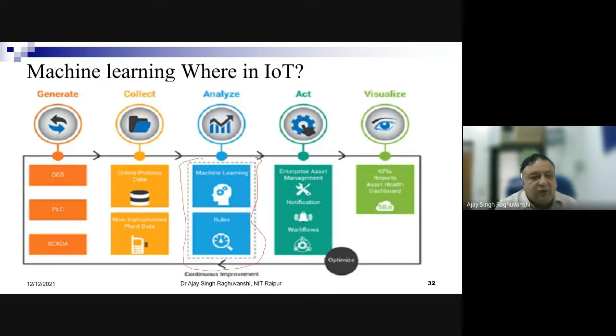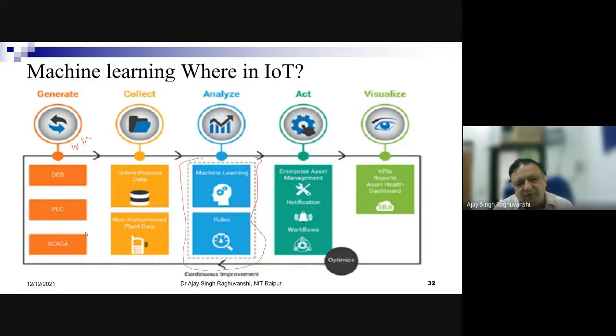Generation is where you have WSN, that is wireless sensor networks, or PLCs, SCADA, all these. These are also sensor networks which are sensing. SCADA is for power data. You have PLCs for logic control, that is the programmable logic controllers. Then you have sensor networks, which are generating data. Then we collect the data.